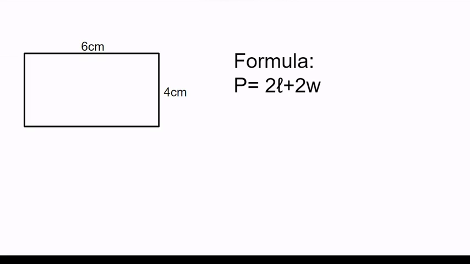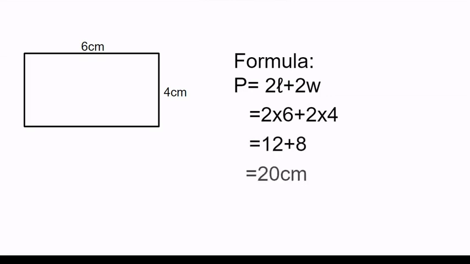Anyways, as we are using this formula, we plug in the length and the width, and this gives us 2 times 6 plus 2 times 4. And then, once we evaluate it, we get 12 plus 8, and this gives us 20 centimeters. This means that the perimeter of this rectangle is 20 centimeters. This formula also applies to a parallelogram.